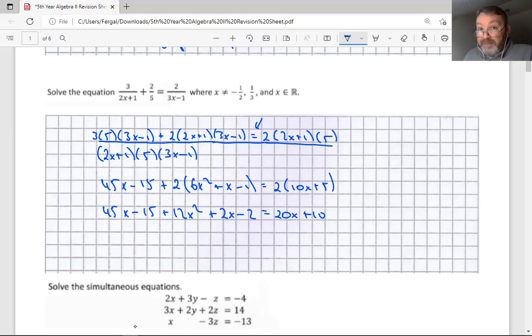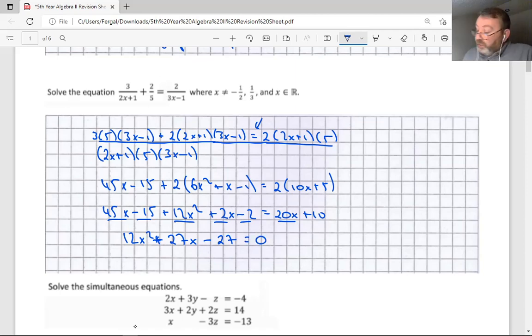Now gather it up and make your quadratic equation in x squared. So 12x squared, that's the first term. No other x squareds there. X is next. So you've got 45 and 2 is 47. And 47 minus 20 is plus 27x. So that's your x taken care of. And then you've got your minus 15 minus 2, which is minus 17. And minus 17 minus 10 is minus 27. And that's equal to 0.